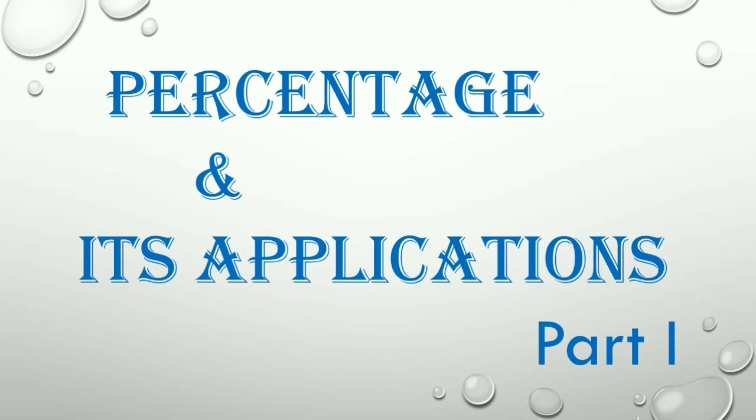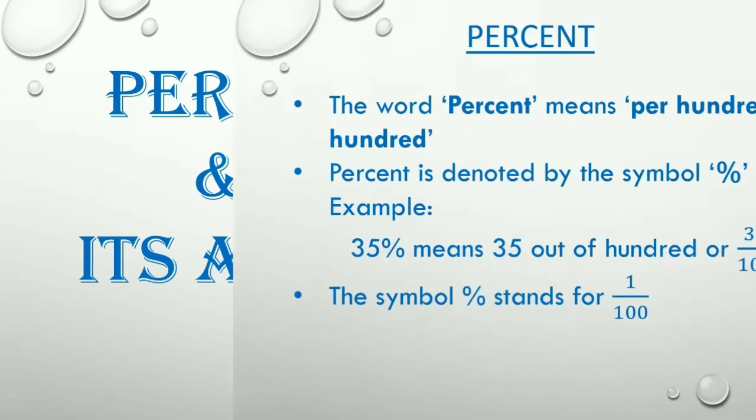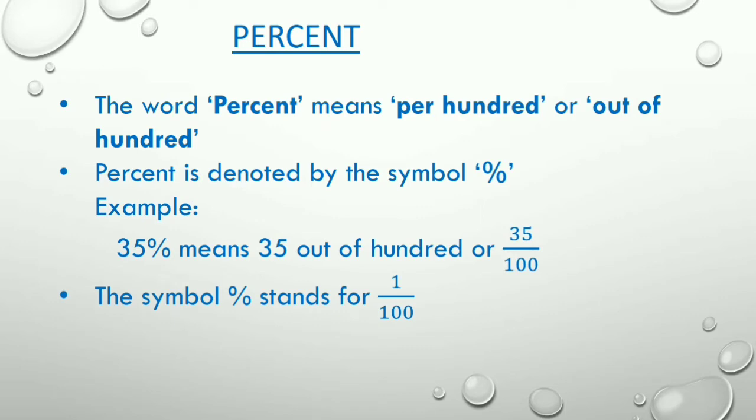The word percentage comes from the word percent. So before understanding the meaning of the term percentage, we have to learn what is a percent or what is the meaning of the term percent. Percent means per 100. That means out of 100. Here we say that out of 100 a quantity is how much. So here we have the definition of percent. The word percent means per 100 or out of 100.